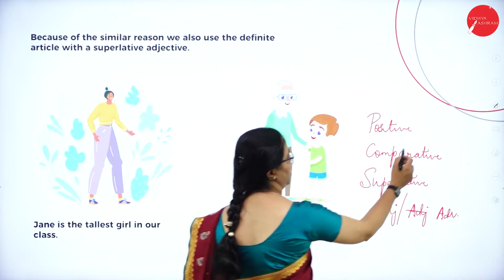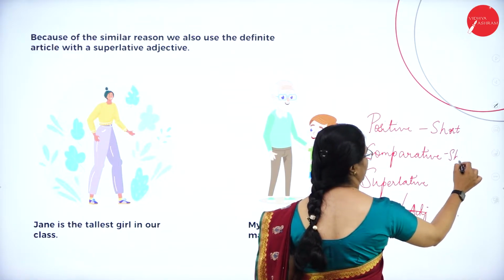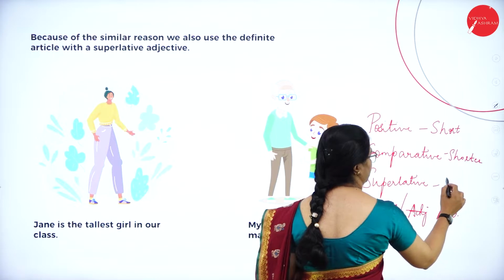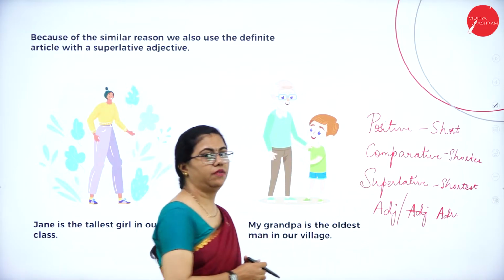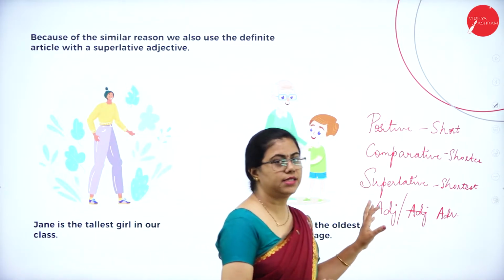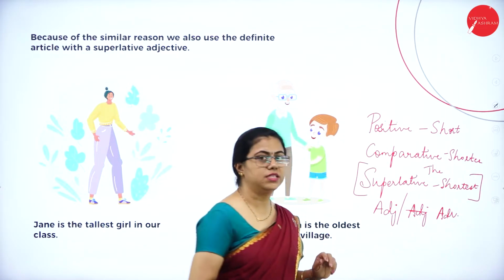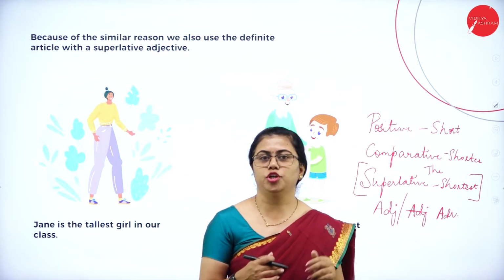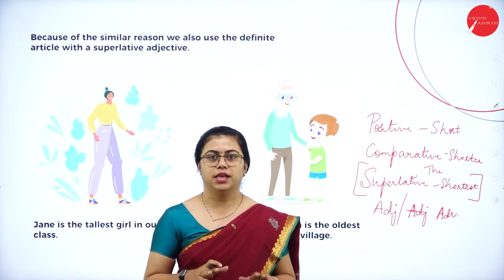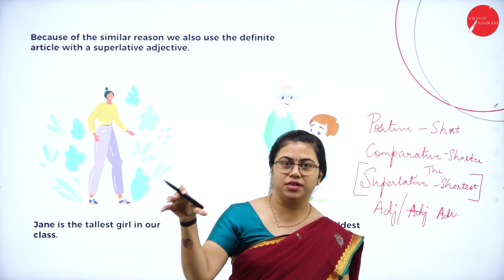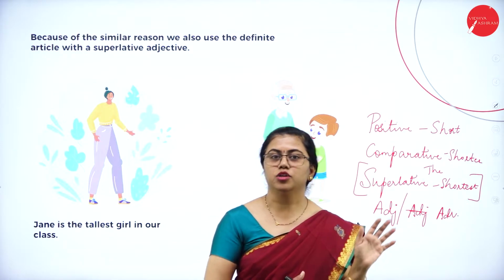Okay, so for positive degree, I'm giving you an example. Suppose you say short, shorter and shortest. This is how you use the positive, comparative and superlative degree. In such cases we use "the" for the superlative degree. We use a definite article because you are talking about something that is topmost. Suppose you are talking about the tallest boy. He is the tallest, meaning there is nobody taller than him. He is the unique person, the tallest person. So that's why we have to use definite articles for superlative degrees.